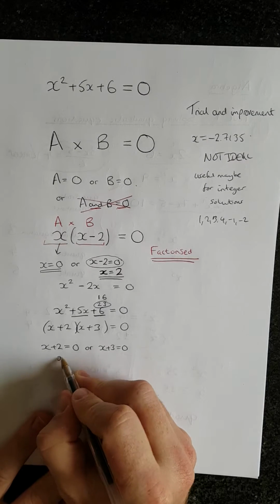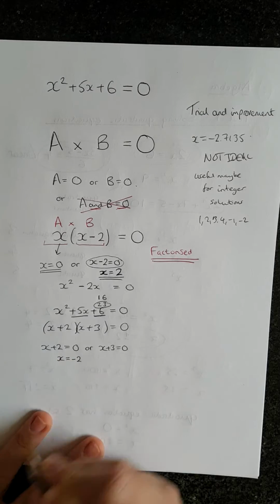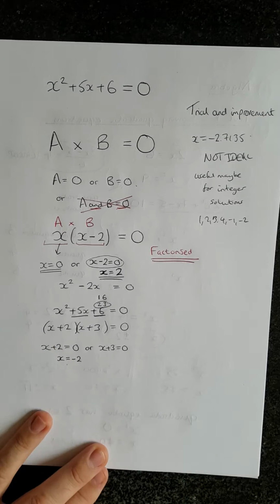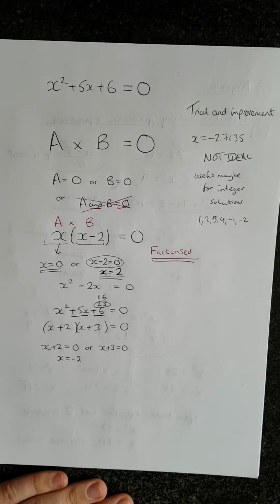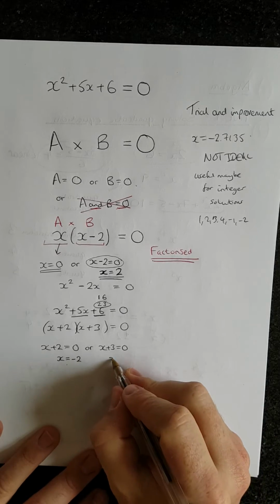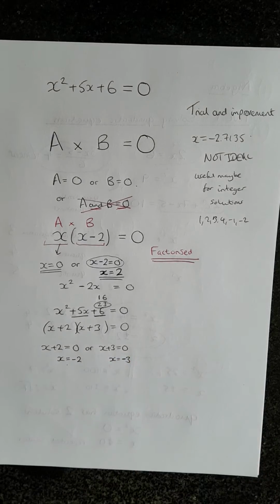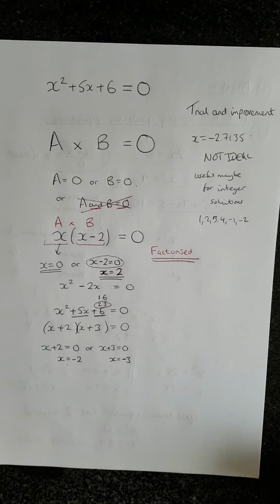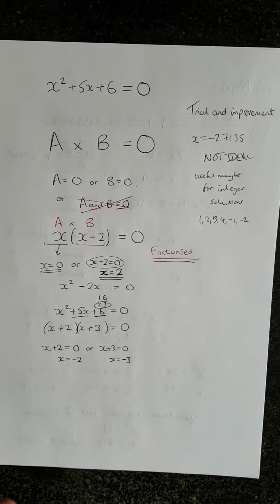Now the first one gives you minus 2, which if you look at the bracket now, you might even see that. The second one gives you minus 3. And again, the factorising can get more complicated than this.